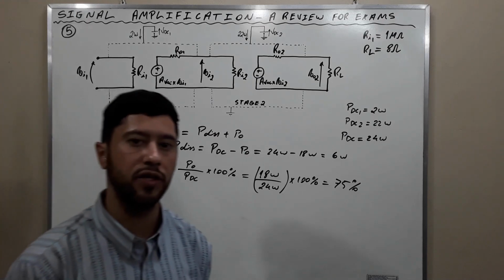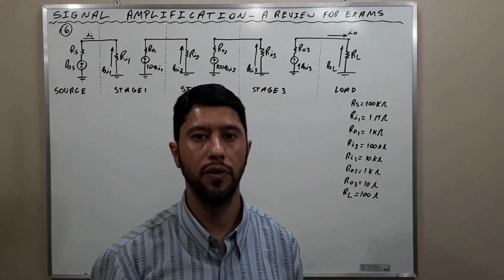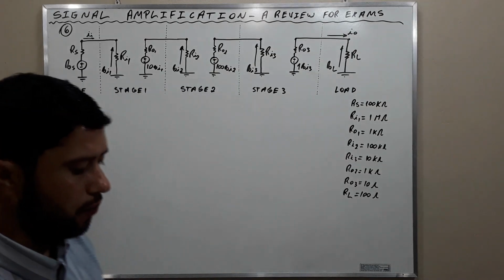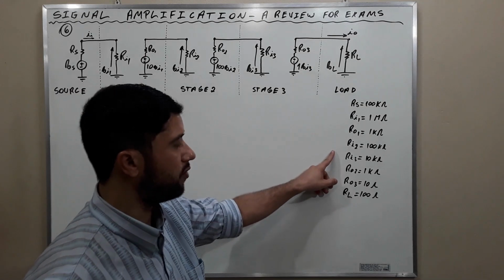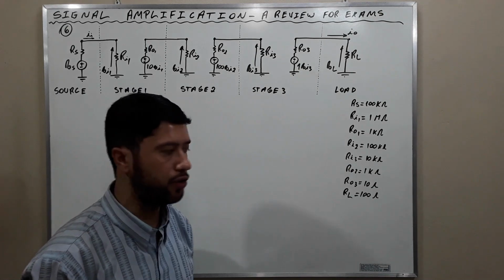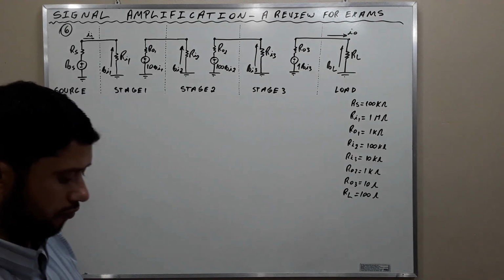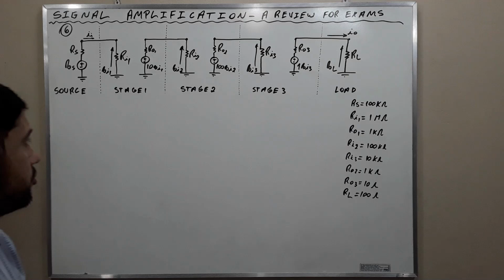Let's go to exercise 6. Exercise number 6 now. The figure depicts an amplifier composed of a cascade of 3 stages. Compute the overall gain, the current gain, and the power gain. And the exercise also gave us this information here that we shall use. Okay, my friends, this is the question. Let's go to the solution.